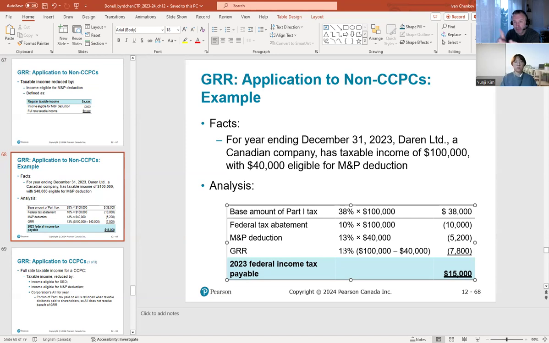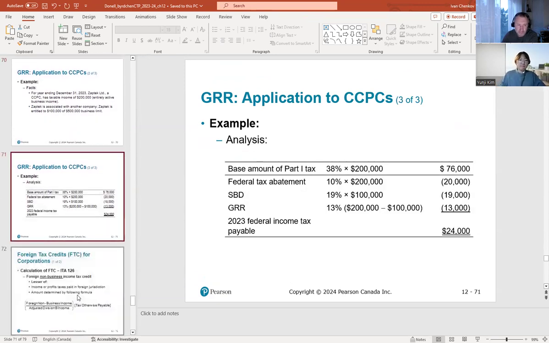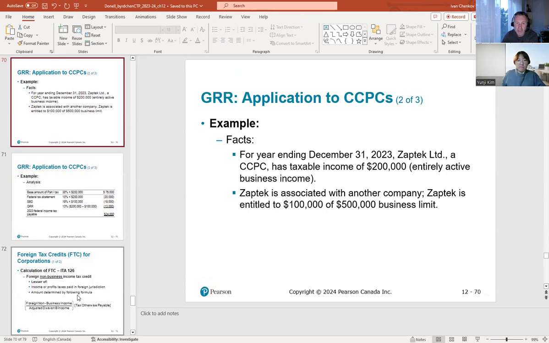Because if the taxable capital employed in Canada is more than $50 million, there will be nothing there for them. So the general reduction rate, which is for the Canadian Controlled Private Corporation, the full rate again applies, and this will be the calculation now. So let's see the facts.